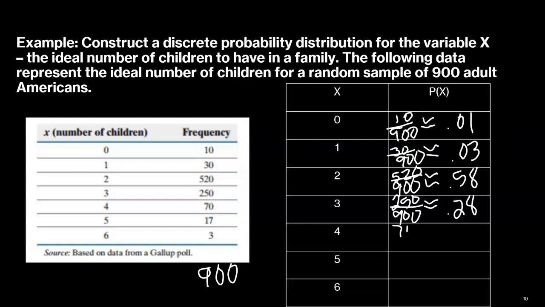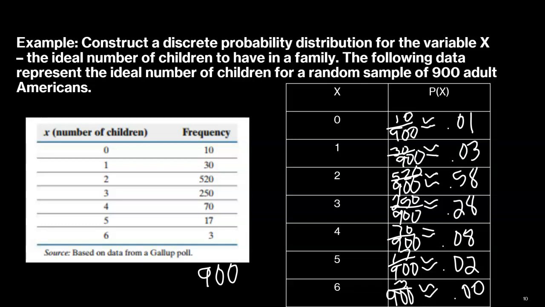For 4 kids, there were 70. So 70 divided by 900, rounded to 2 decimal places, gives you 0.08. And then for 5, there were 17 people. 17 divided by 900 gives you 0.02. And then for 6, there were 3 people. 3 divided by 900, rounded to 2 decimal places, gives you 0.00. So basically, there's almost a 0% chance of somebody saying that the ideal number is 6 kids. So this is our probability distribution.